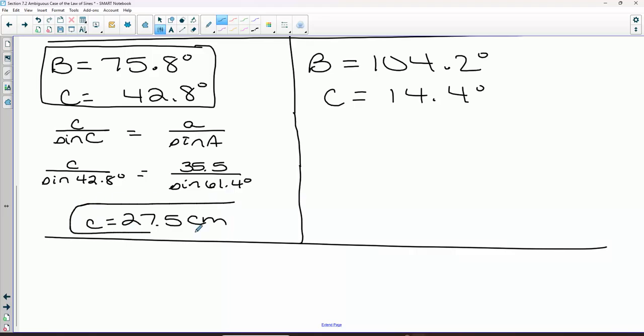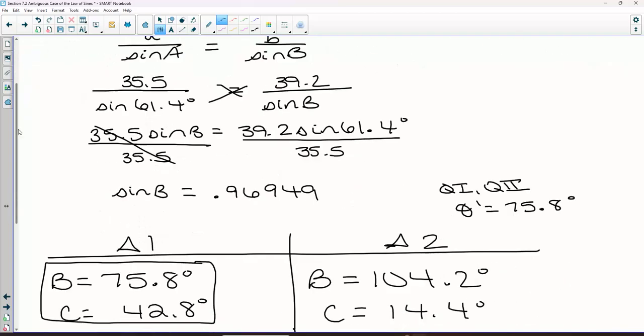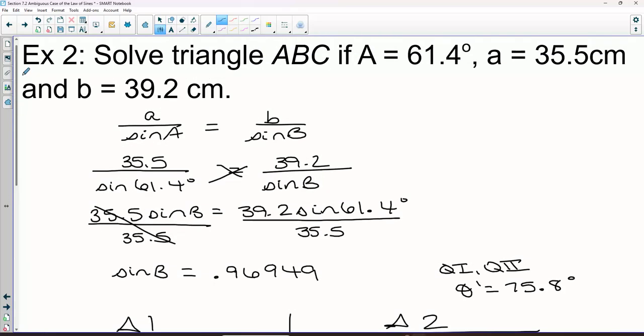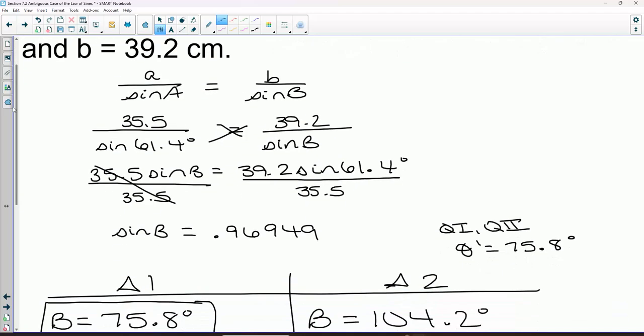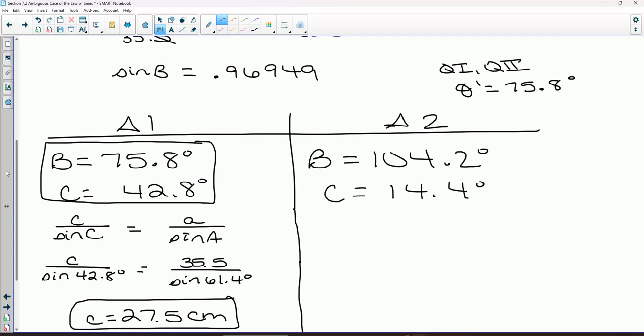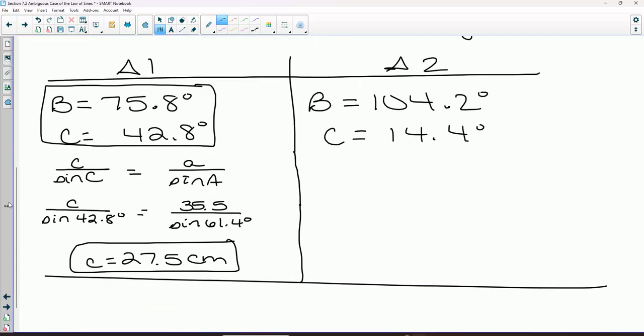One thing I like to do at the end to check: your biggest angle and your biggest side have to match up. From that, angle B was my biggest angle, was side B my biggest side in this? Side B was 39.2, so that worked out. Angle C was my smallest angle, so side C should be my smallest side. I do that as another quick check to make sure my triangle works.